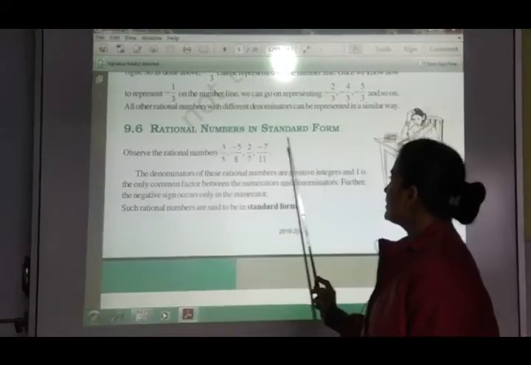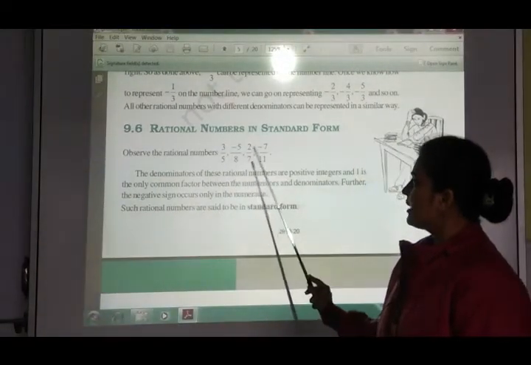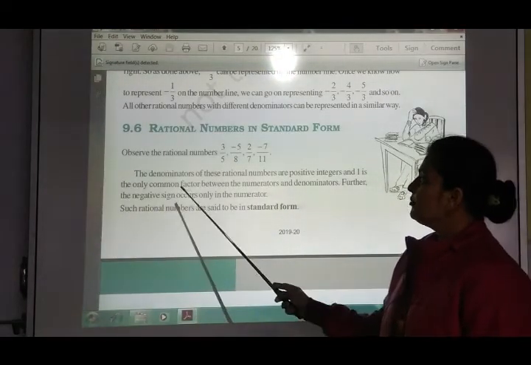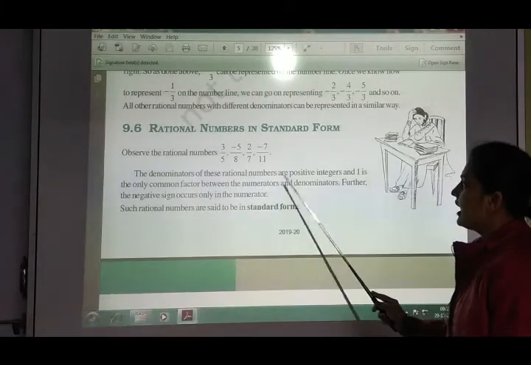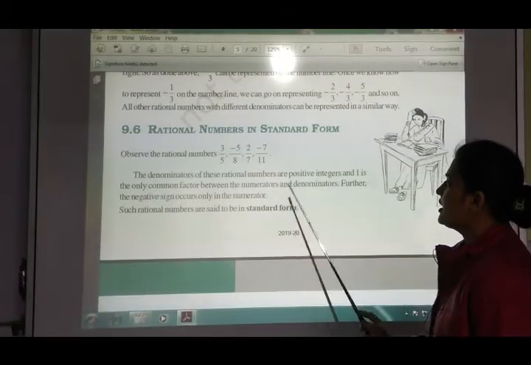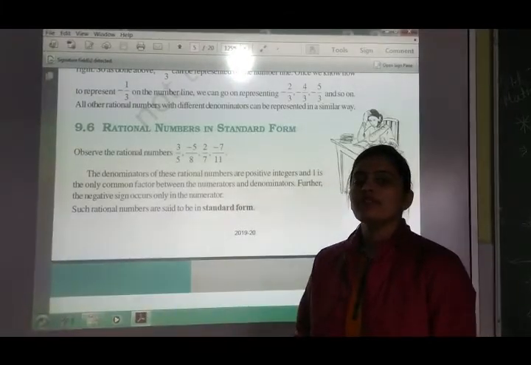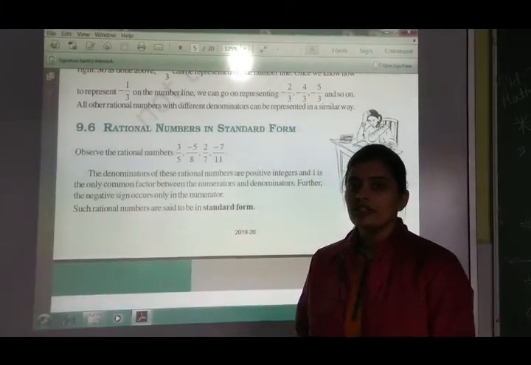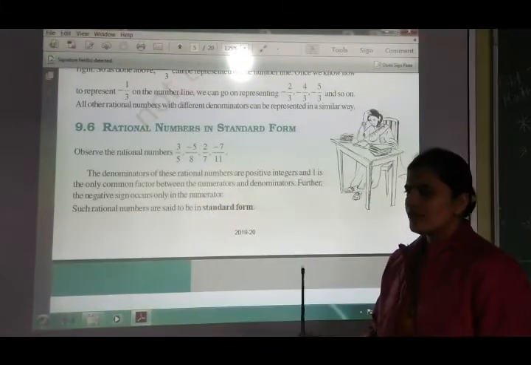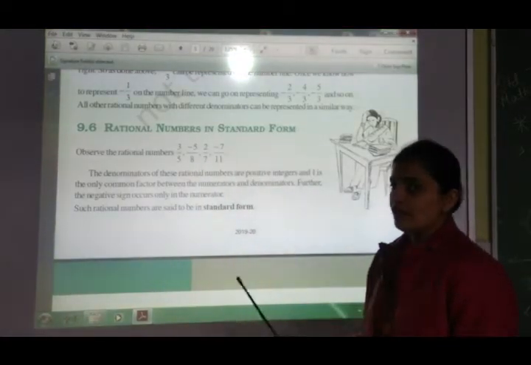Rational numbers in standard form. Now here you can observe the rational numbers 3 by 5, minus 5 by 8, 2 by 7 and minus 7 by 11. The denominators of these rational numbers are positive integers, and 1 is the only common factor between the numerators and denominators. Here you can see first 3 by 5. Now between 3 and 5, is there any common factor other than 1? No, another common factor is not there. Only 1 is the common factor between 3 and 5. That means this 3 by 5 is in the standard form.